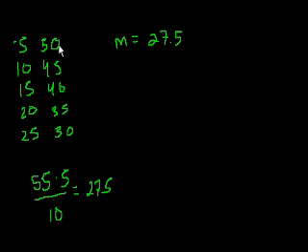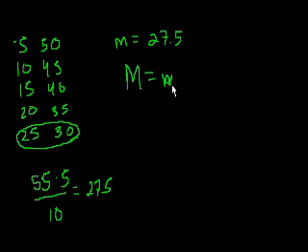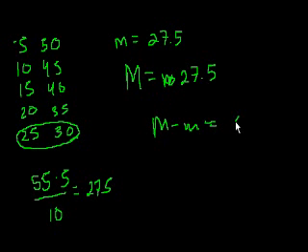And then they want to know the median of the first 10 positive multiples of 5. There are two middle numbers, these two. When you have two middle numbers, you take the average of them to get the median. Well, guess what? The average of those two is 27.5. So big M is equal to 27.5. So big M minus small m is 0. And that is choice B.